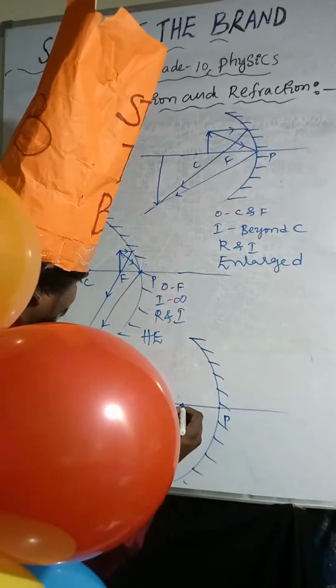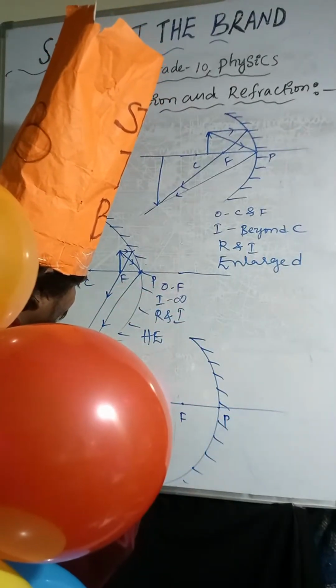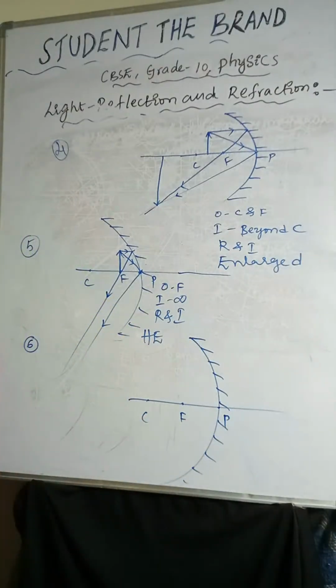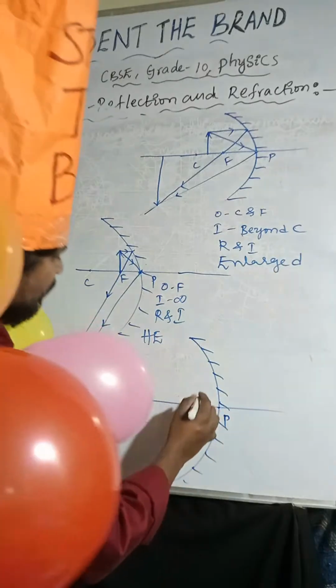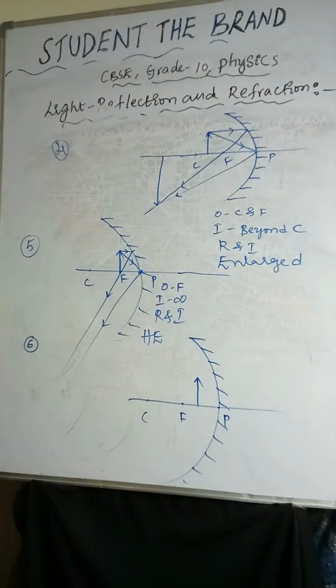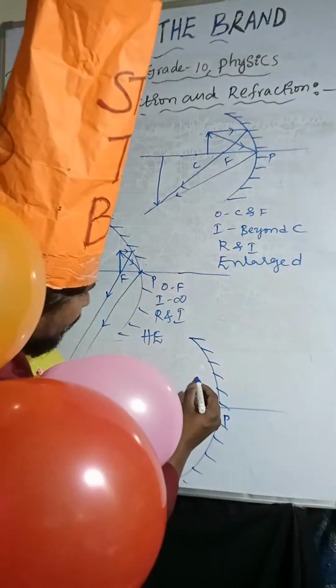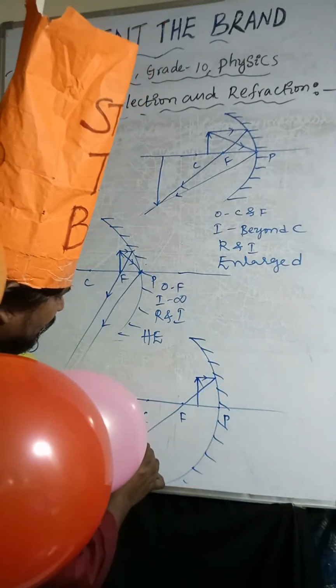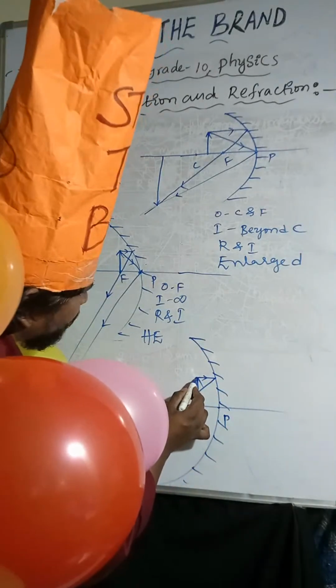So pole, focus, center of curvature. How many light rays? I'm placing the object between F and P. One light ray I'm taking like this, and after that it passes through focus. Another light ray is incident at the pole.